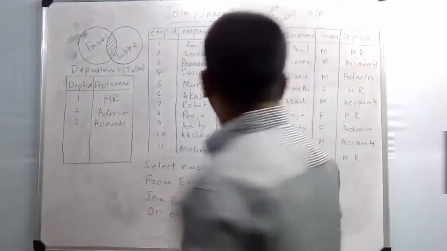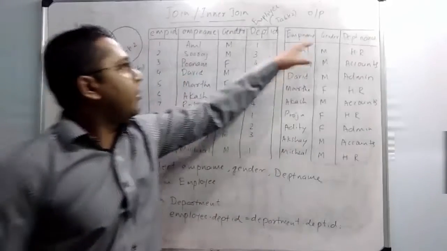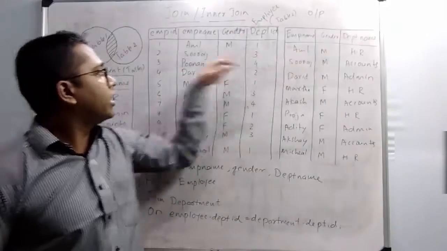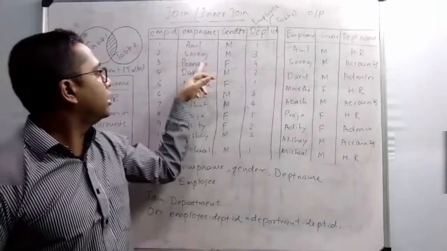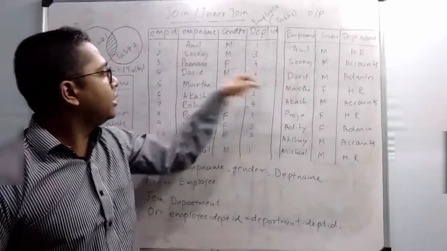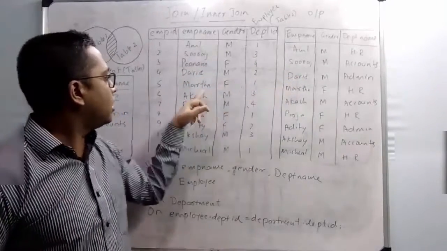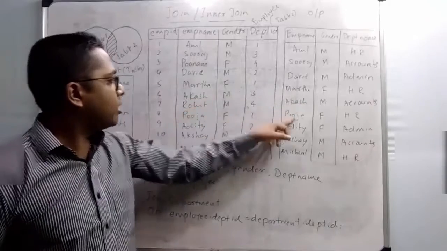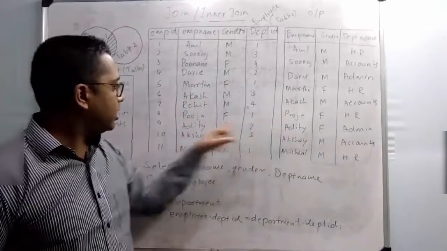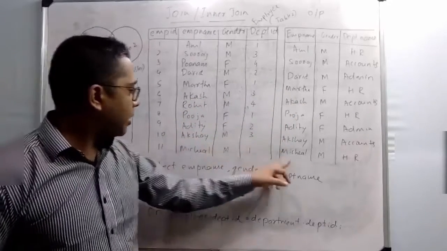It will return records like this: Anil, this one, and Suraj, here it is, and then David, this one, and then Martha, this one, Akash, here it is, Pooja, and then Pooja, Aditi, Akshay, and Michael.